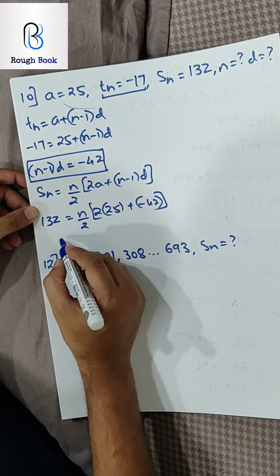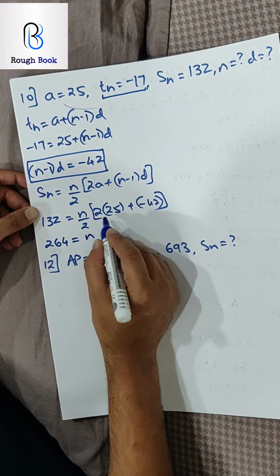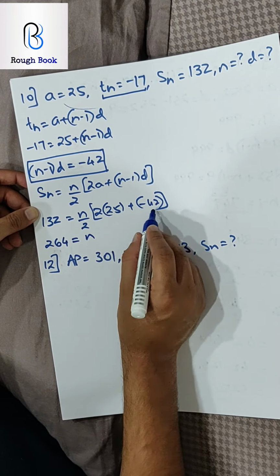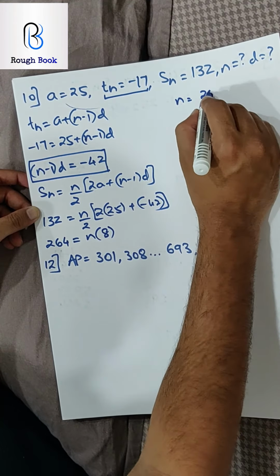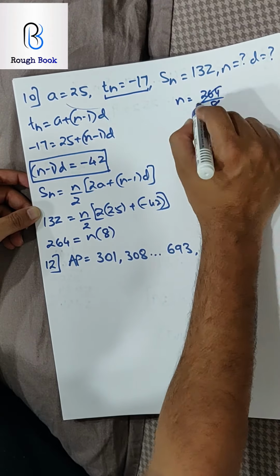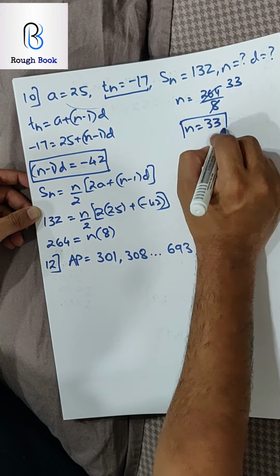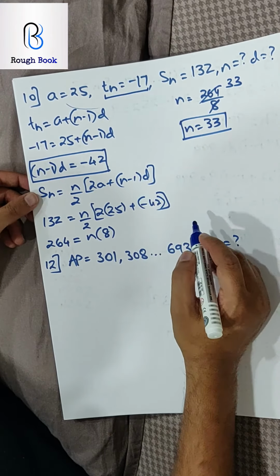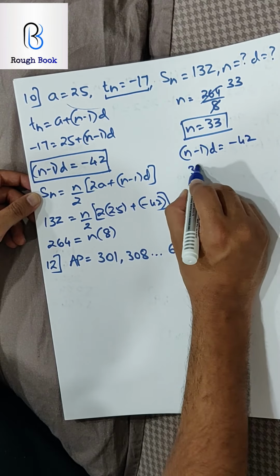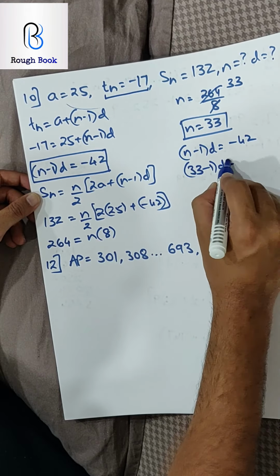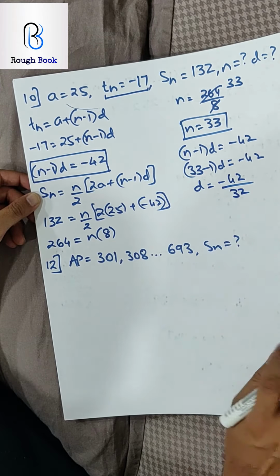So this goes on the other side. So I will get 264 equals n times, 50 minus 42, so 8. So divide by 8. So therefore my n will be 264 by 8. So 8 3s are 24, 24. So 33 should be the number. I'll put n in this. So (n minus 1) into d is minus 42. 33 minus 1 into d is minus 42. So my d will be minus 42 by 32.